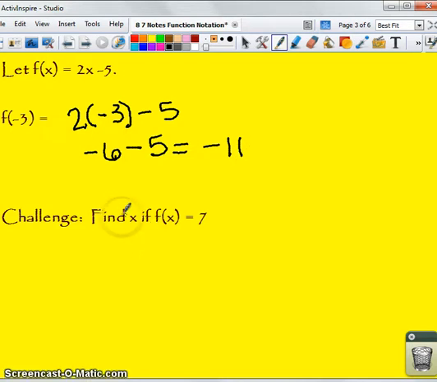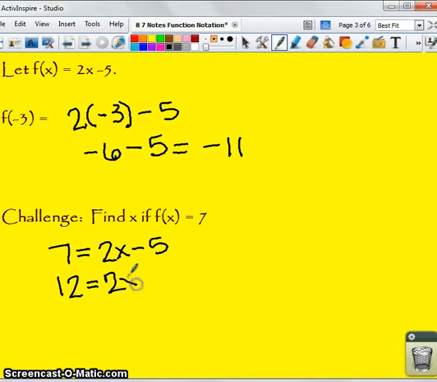So now we're going to throw a little twist into it. We are given what f of x equals, and we need to find out what the x value is that gives us the f of x of 7. So let's plug this in to our equation up here. F of x is 7, so we write 7 is equal to 2x minus 5. We have a subtraction going on right here, so we're going to add 5 to both sides and get 12 is equal to 2x. Because if you add 5 here, we get 0.